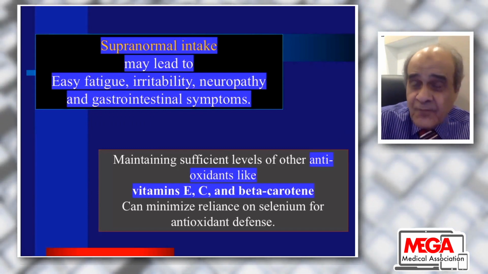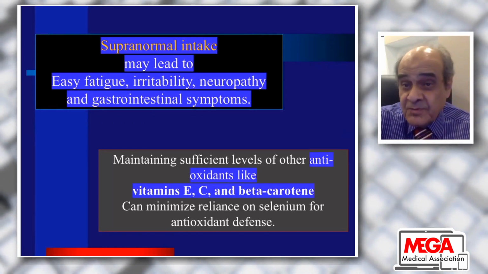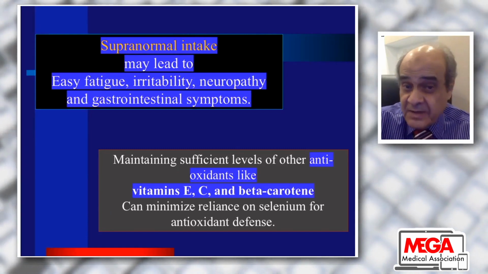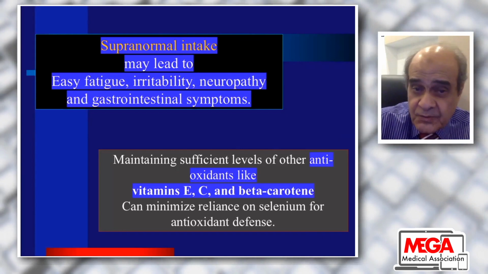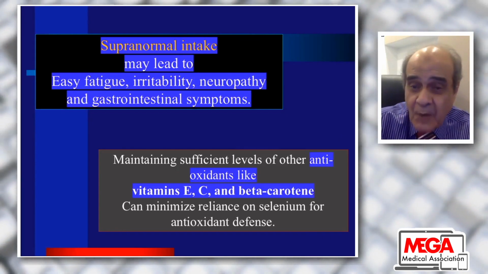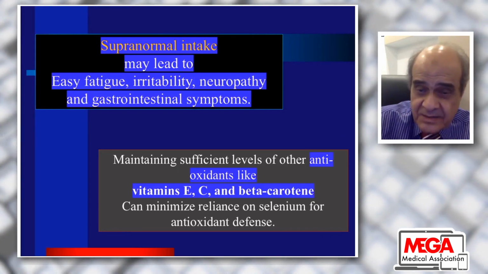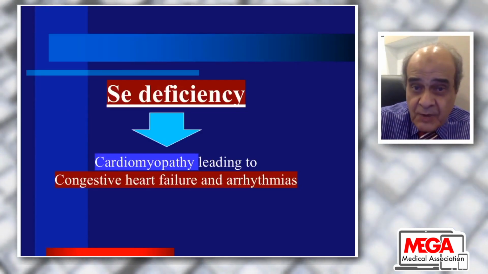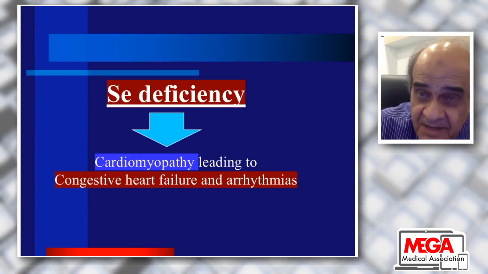And of course, if your patient is supported by other antioxidants or anti-free radicals like vitamin E, vitamin C, and beta carotene, you will minimize the requirement of selenium as antioxidant defense. Selenium deficiency leads to cardiomyopathy, leading to congestive heart failure and arrhythmia.